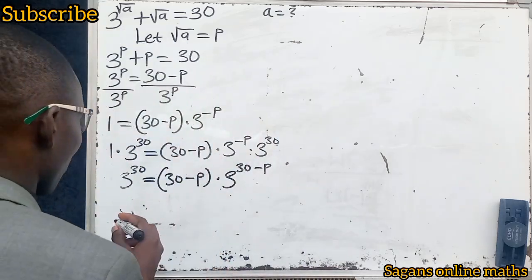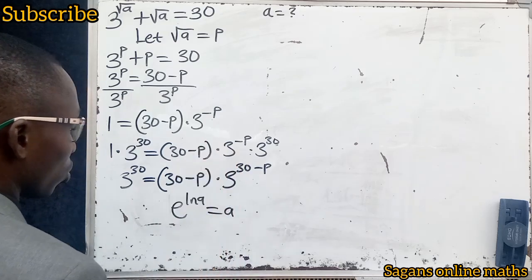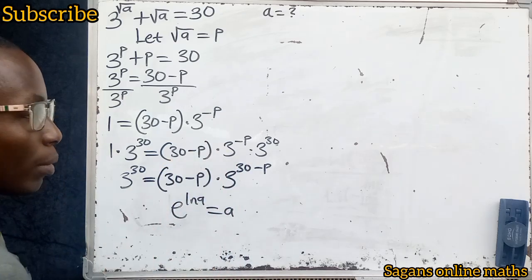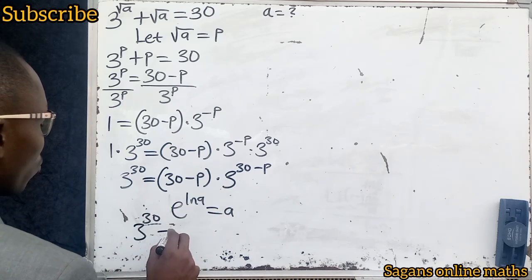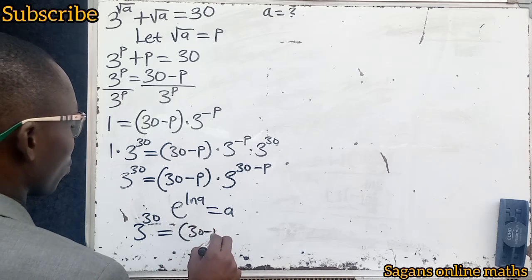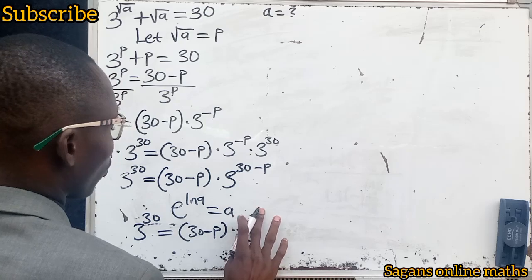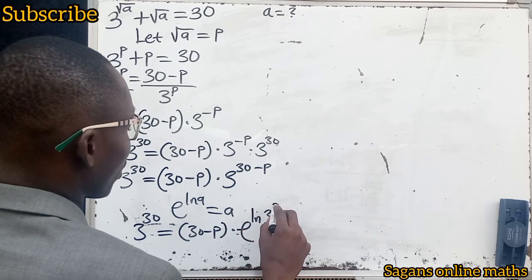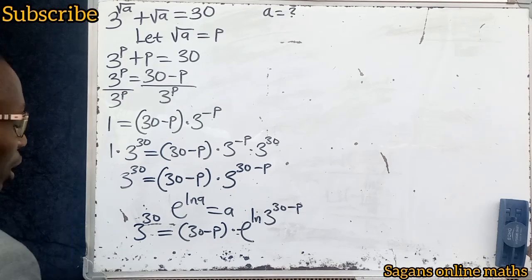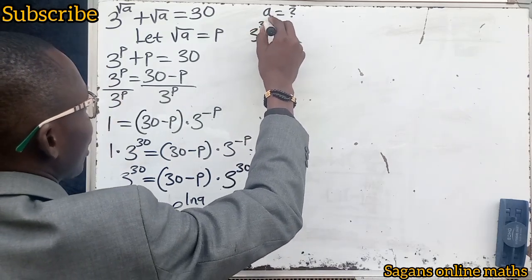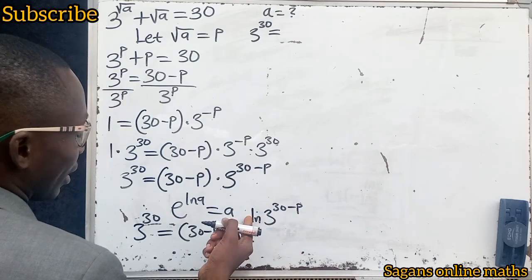Now, from here, we know that e to the power of ln a is equal to a. You all know this is one of the interesting properties of logarithm. That means 3 to the power of 30 is equal to ln(30 minus P) multiplied by e to the power of ln 3 to the power of 30 minus P. This is interesting, right? Very interesting. Now this power can also go back as a ln here to multiply the ln. So I'm going to add this.